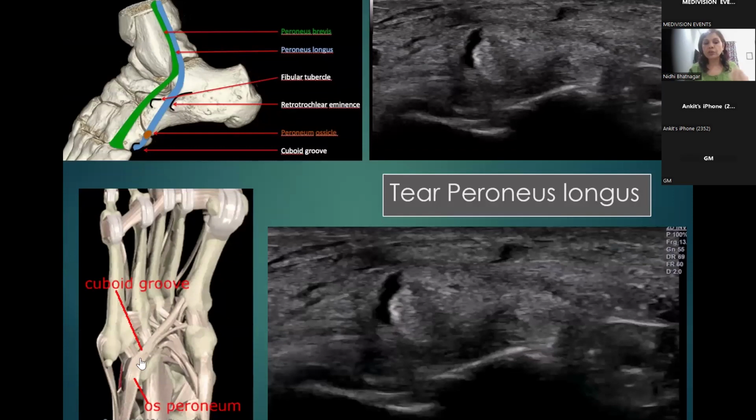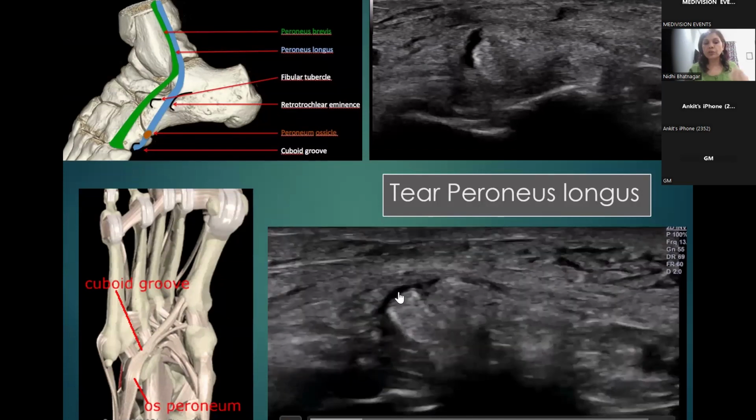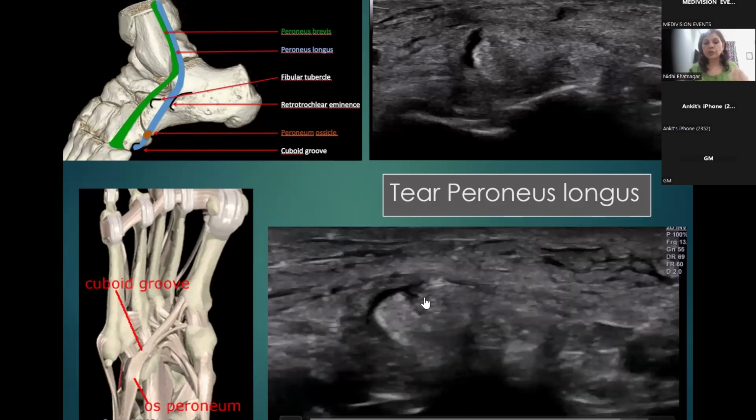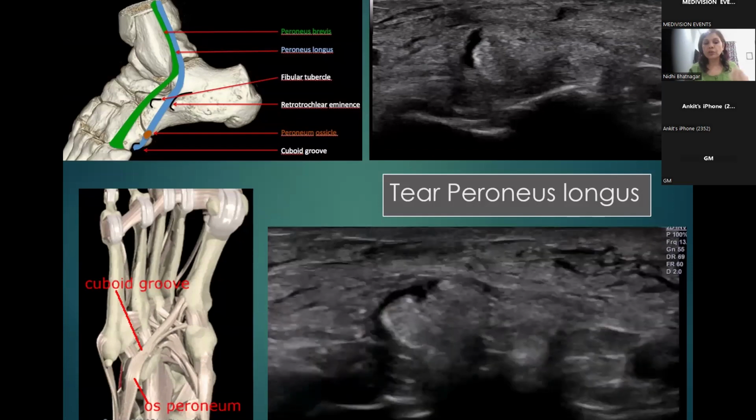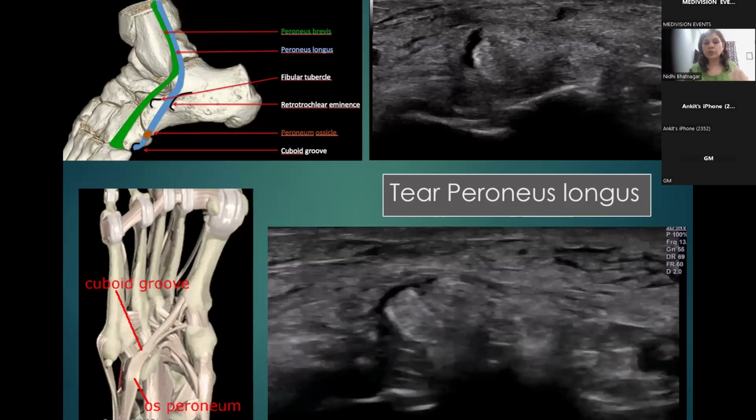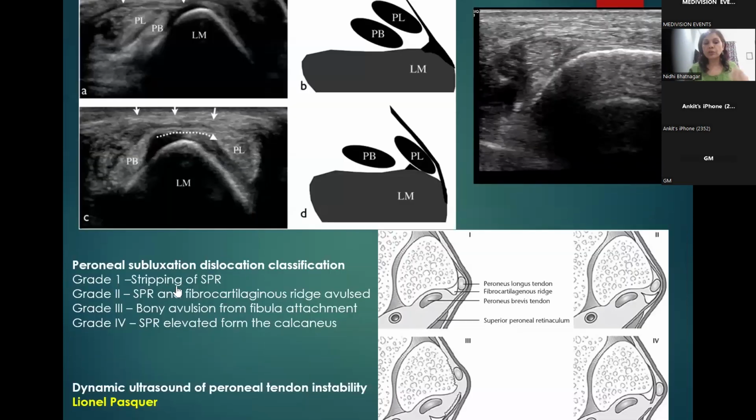And with this cuboid groove, if there is an os peroneum that is sitting in the peroneus longus, it is an injury. Here is a dynamic scan just to show how we were able to demonstrate that level of the cuboid groove. You could see the peritendinous fluid that was actually making its way into the longitudinal split, extending a little way into the plantar region as well, called the dislocations of peroneus longus. And that is where we come to a classification, from grade 1, 2, 3, and 4.